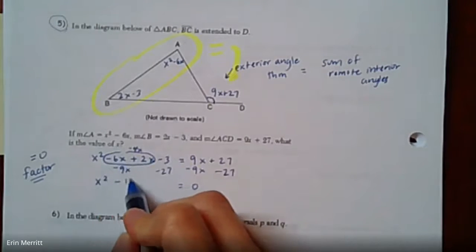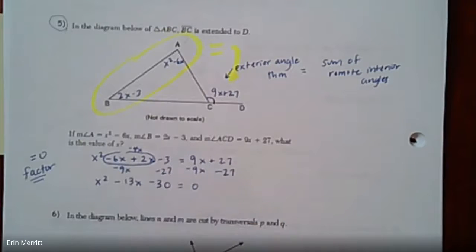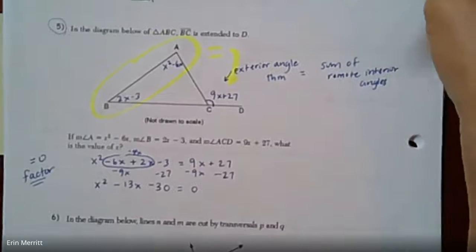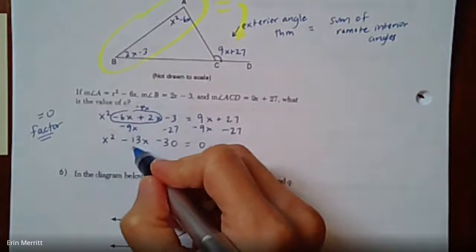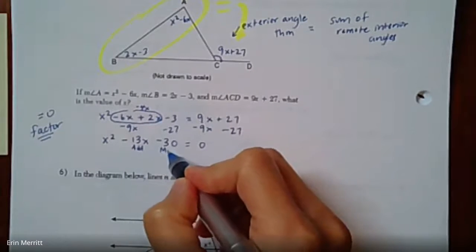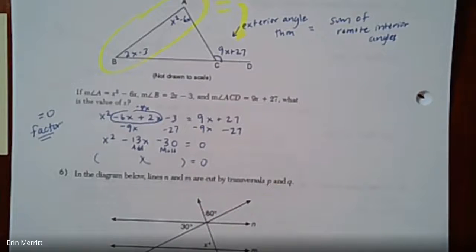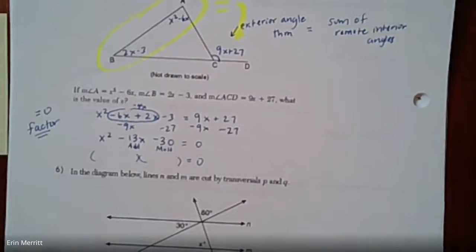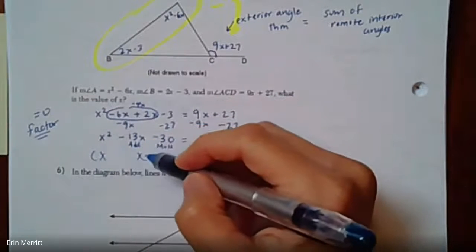So I should have x squared minus 13x. And then right here, that would give me minus 30. Okay. So you should be able to then factor this. So you're thinking what adds to this, what multiplies to that, and then keep going. If you need more help with that particular one, let me know. Otherwise, you should be able to finish it from here.